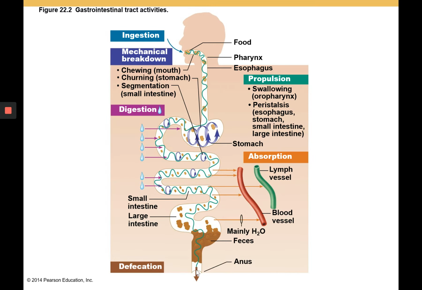Here we can see, for example, that most things are absorbed in the small intestine. Things like water that are left over after food moves from your small intestine into your large intestine are absorbed, and that would be mainly water. Once food moves into your large intestine, it is officially considered feces. And we can see the other steps as well, including propulsion, chemical and mechanical digestion, and ingestion.